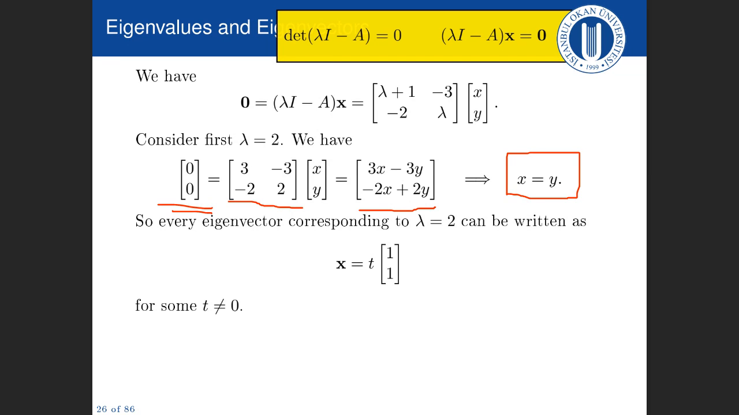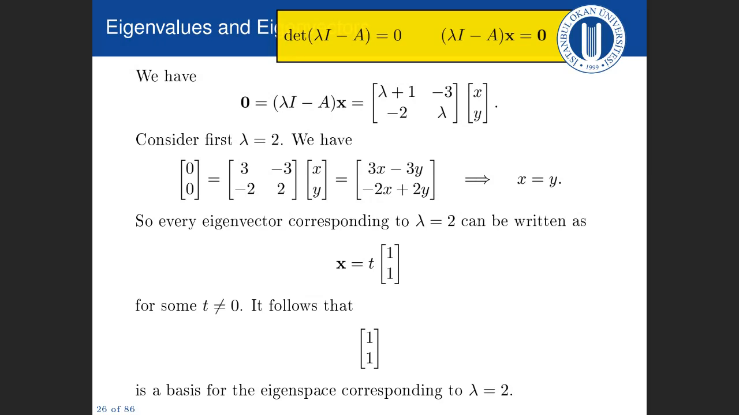That means every eigenvector corresponding to lambda equal to 2 can be written in the form some number t multiplied by 1, 1 for some non-zero number t. What is a basis for this eigenspace then? We'll just take the vector 1, 1. That will give us a basis for the eigenspace corresponding to lambda equal to 2.